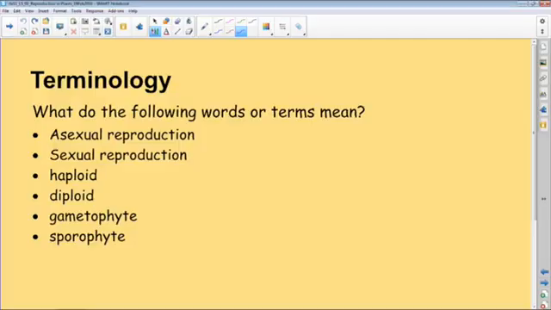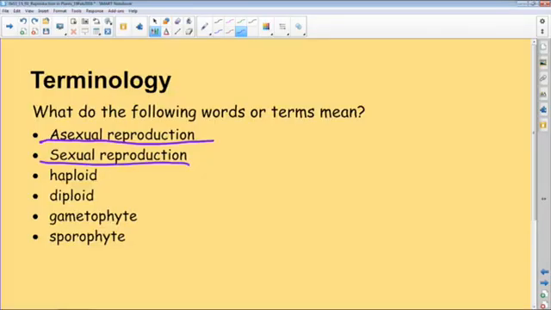Let's start today and we'll go and select a color and we'll start with the first word. We have asexual reproduction. Don't worry about it. I'm going to give you enough time in a few minutes to try it out. Okay, we have sexual reproduction. Okay, we got a word named haploid. Then we got diploid. Then try this one out, gametophyte, and the last one, sporophyte.